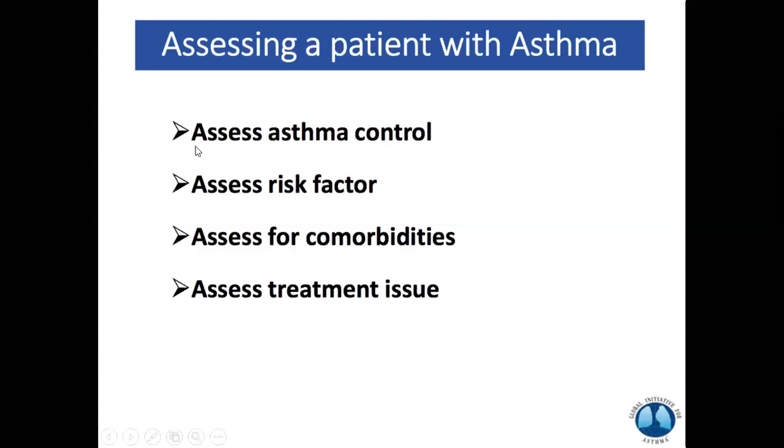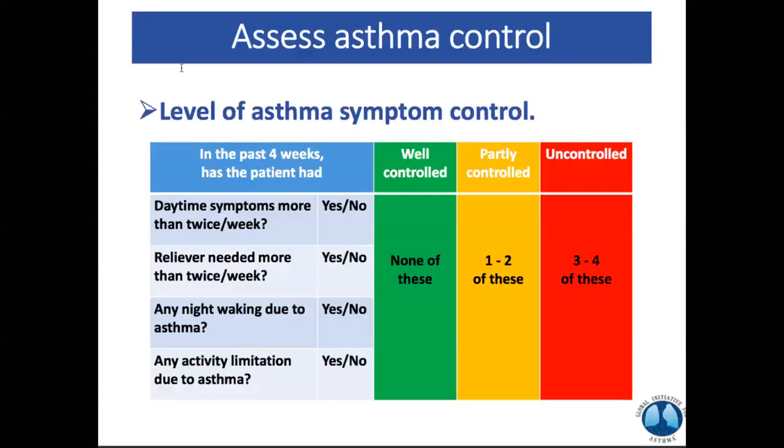So we have to assess whether for the past 1 month or 2 months, how is his control. And we have to assess whether there are any risk factors which can cause exacerbation at any point of time. And we have to address the comorbidities like allergic rhinitis and GERD, etc. And we have to assess the treatment issues, whether he is compliant, whether his technique is good, and whether he is taking properly or not. Okay. So this is the first assessment of control.